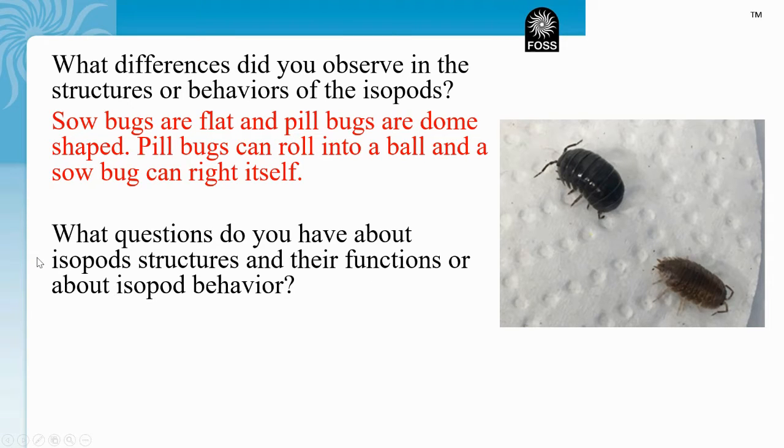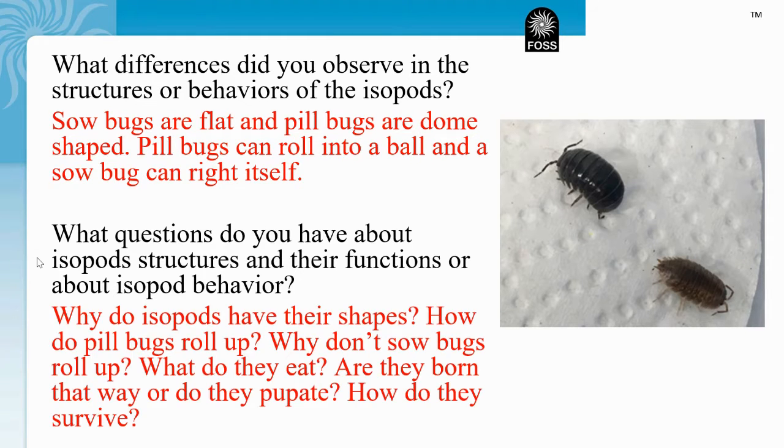What questions do you have about isopod structures and their functions, or about isopod behavior? So here's some of the things that you guys are wondering about. Why do isopods have their shapes? It's a great question. How do pill bugs roll up? Why don't sow bugs roll up? What do they eat? Are they born that way, or do they pupate? That's a great question. And how do they survive? So I'm very curious to learn the answer to these questions too.